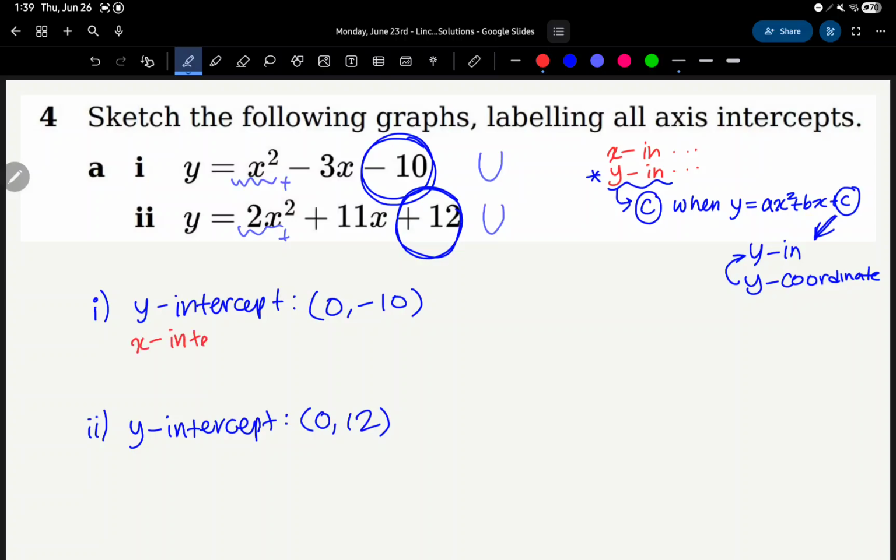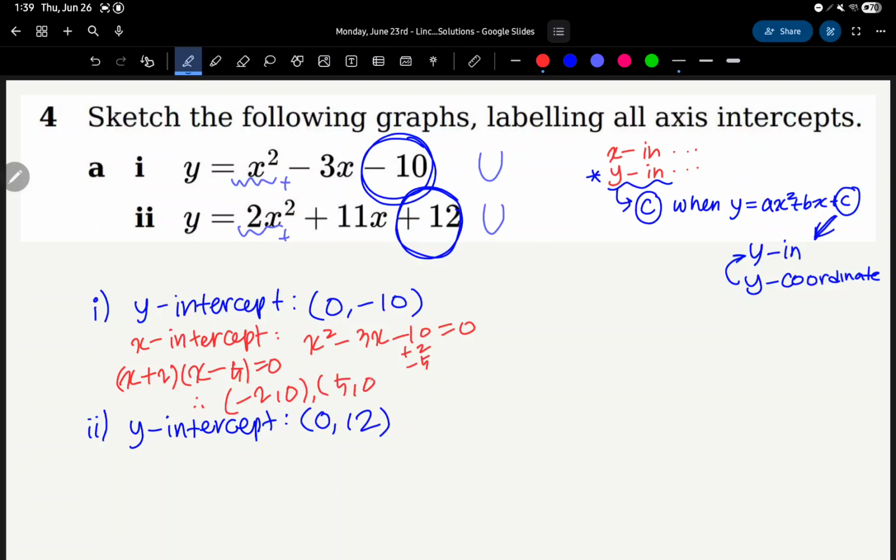So for the x-intercepts, x squared minus 3x minus 10 is equal to 0. The factors are 2 and 5, so it's going to be (x + 2)(x - 5) = 0. So the x-intercepts are going to be (-2, 0) and (5, 0). So those are the two x-intercepts.